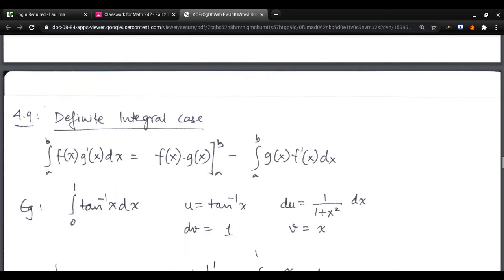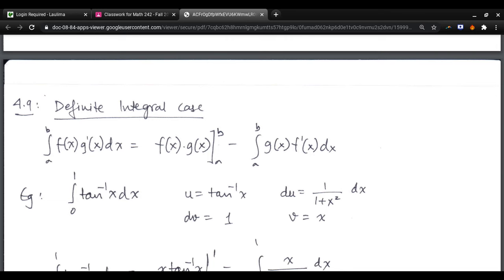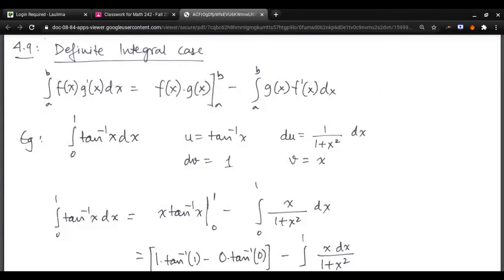Now, what if it's a definite integral and you are applying integration by parts? Well, nothing changes much. You just apply these limits, a and b, to both parts. For example, take tan inverse of x, which is arctan x. So I take u as tan inverse x and dv as dx. So du is 1 over 1 plus x squared, and v is x.